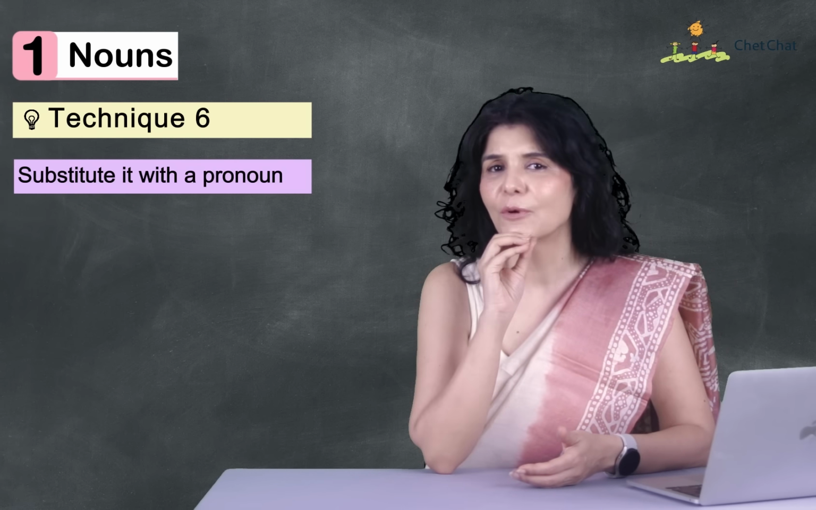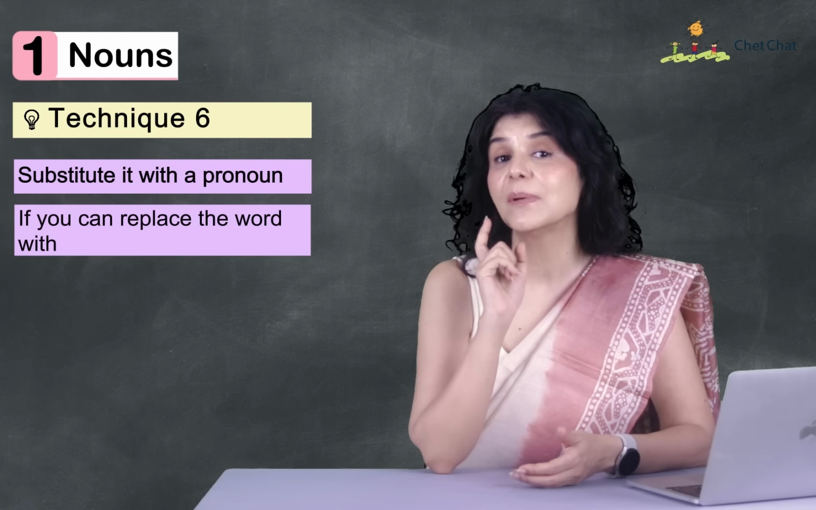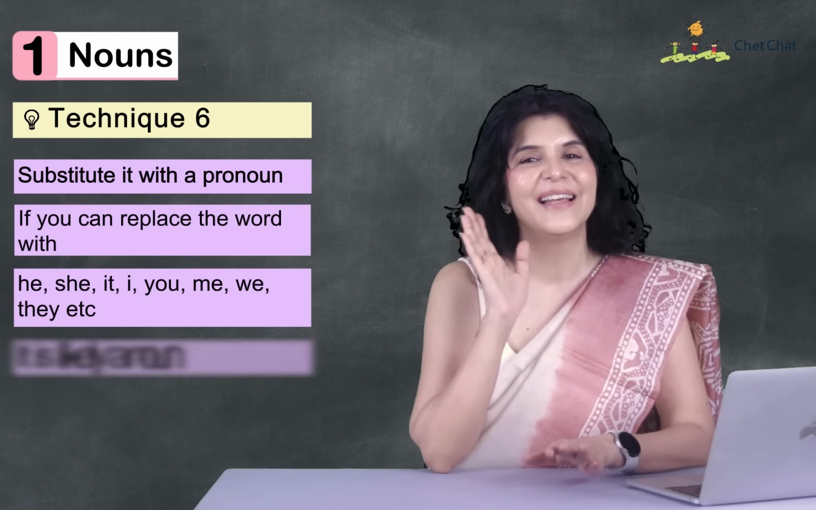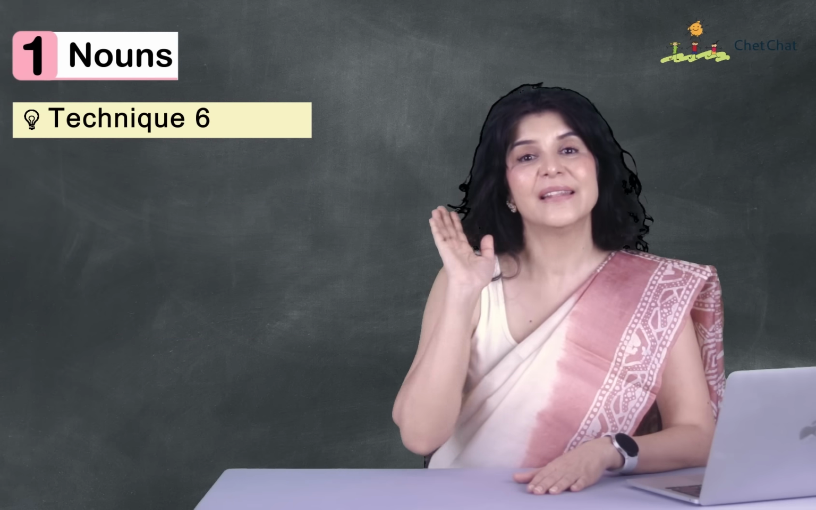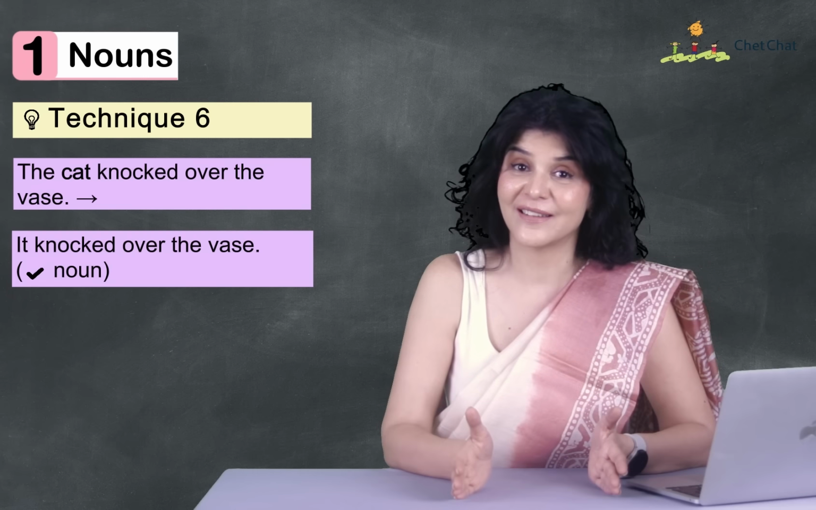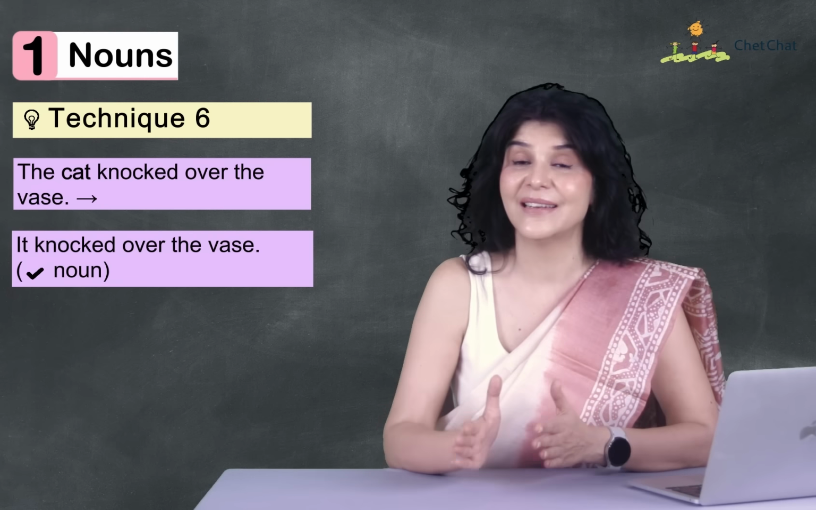Substitute the word with a pronoun. If we can replace the word with he, she, it, you, me, we, they, etc., then it's a noun. The cat knocked over the vase. It knocked over the vase. So, cat is a noun.